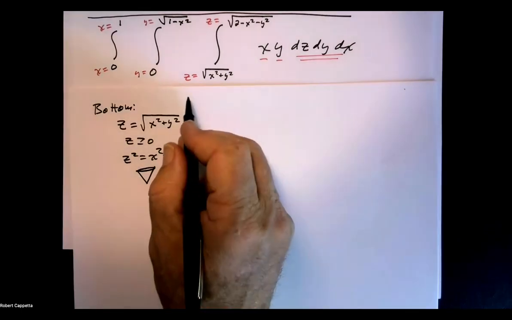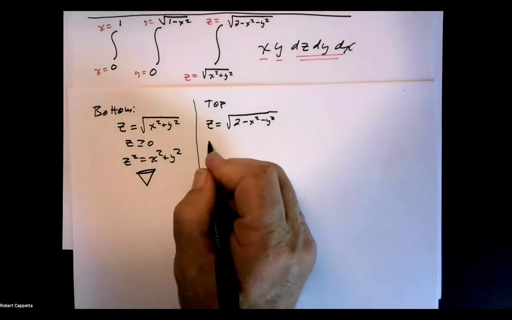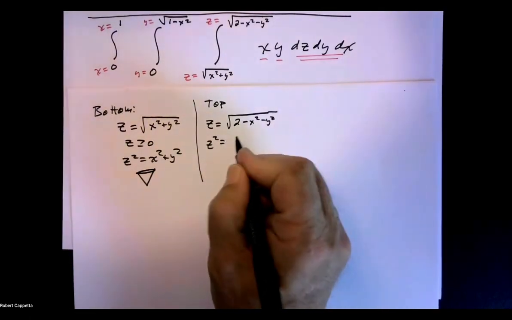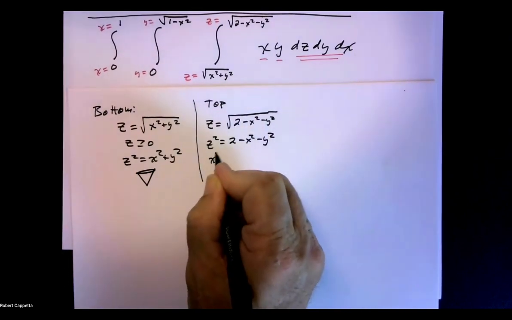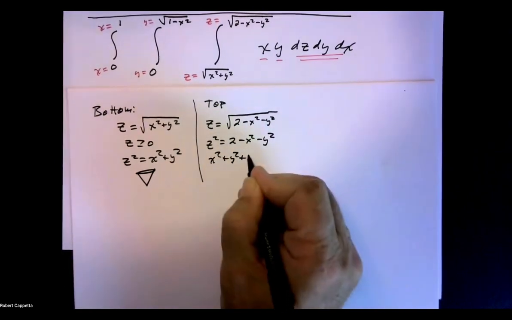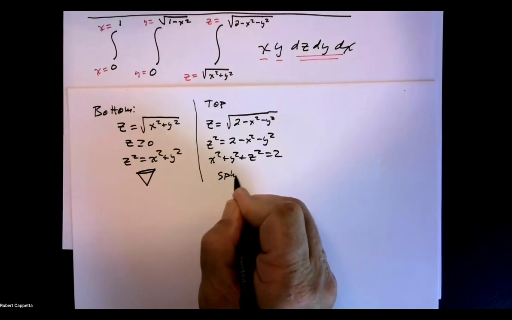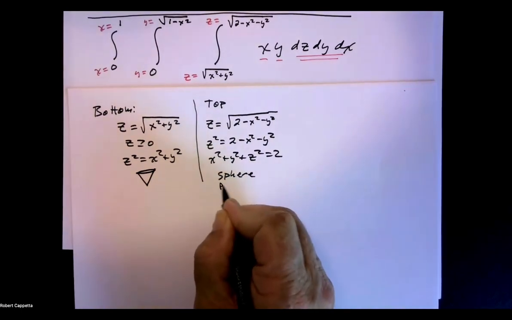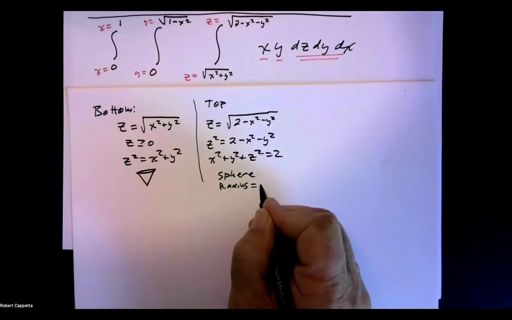Now, how about the top? How high is that going? So the top portion is z equals root 2 minus x squared minus y squared. Squaring both sides, z squared equals 2 minus x squared minus y squared. X squared plus y squared plus z squared equals 2. That is a sphere with radius equal to the square root of 2.